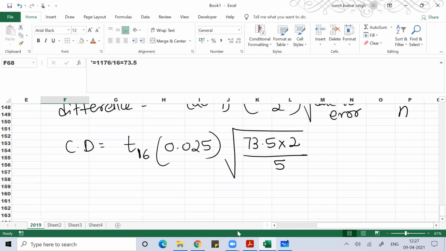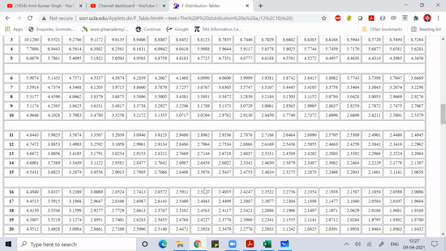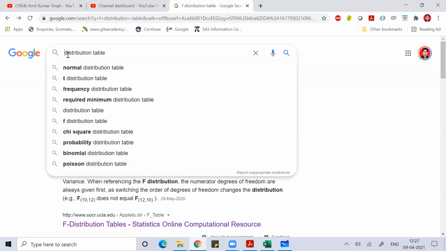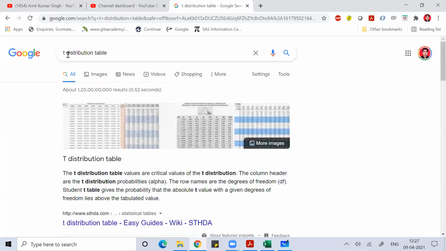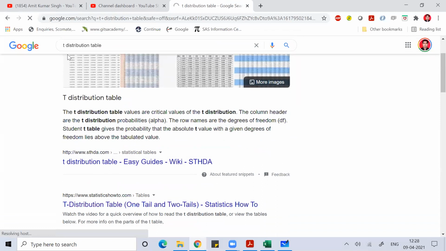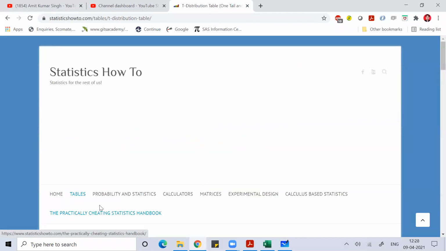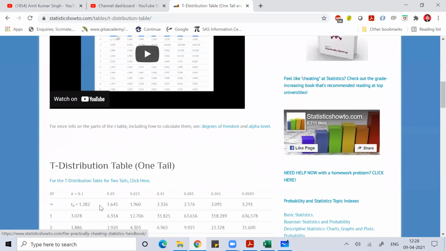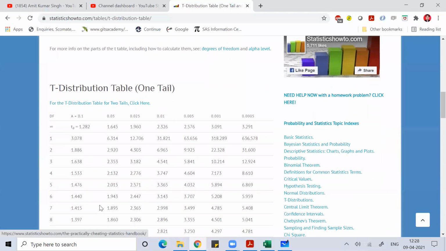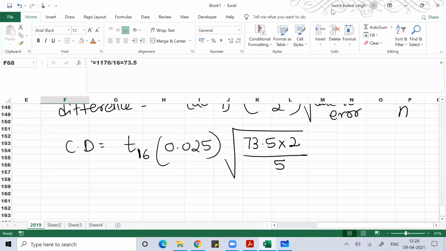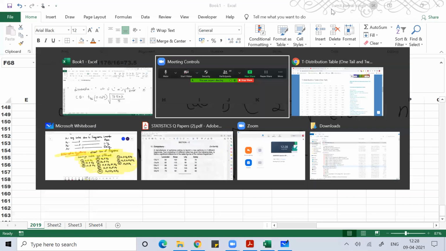Now I need to use the T table. Let me Google the T distribution table. In the exam you get the T table, so you simply open it or ask the examiner for it. This is one tail only. Degree of freedom you will take is 16 and level of significance is 0.025.